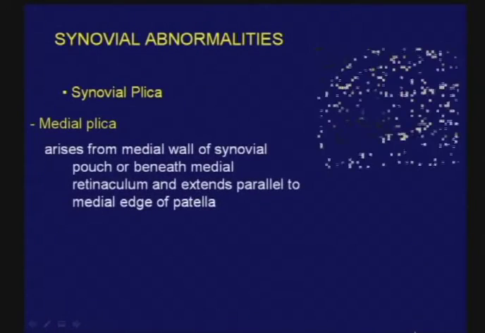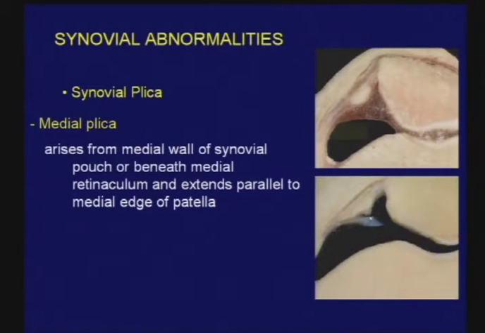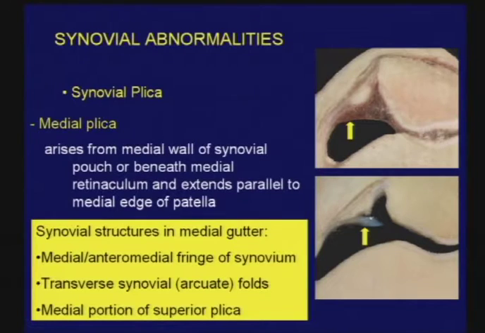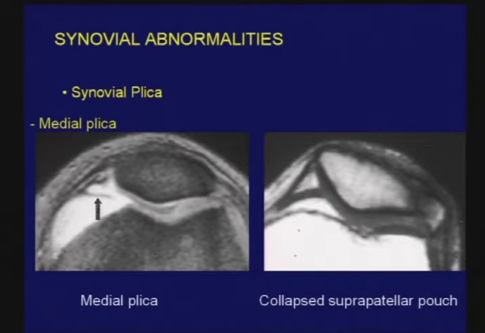The medial plica is the one that in fact has gotten most of the attention. It is a shelf of tissue that extends inward toward the patella, as shown by the yellow arrows. There are a lot of other synovial structures in the medial gutter of the knee with which it may be confused. Now, I put these 2 images up together to show you a true plica on the left and a pseudo plica on the right.